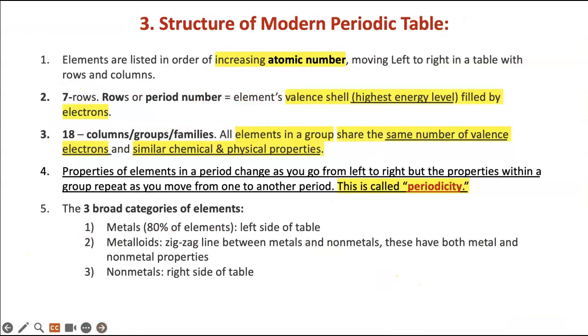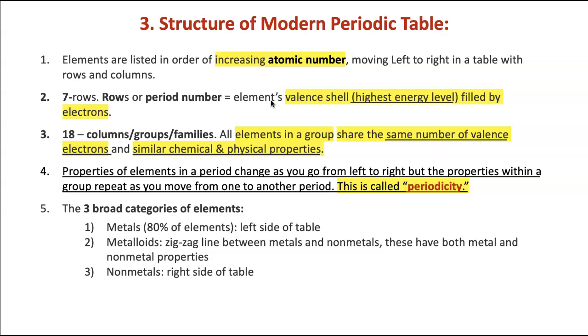So number three, structure of the modern periodic table. You must remember these. Elements are listed in order of increasing atomic number, moving left to right within the rows and columns. There are 7 rows and 18 columns. The rows are called periods, and these numbers are equal to the element's valence shell, which is the last or highest energy level filled by electrons, right? And then the 18 columns are called families or groups. So the elements in a column share the same number of valence electrons and similar chemical and physical properties.